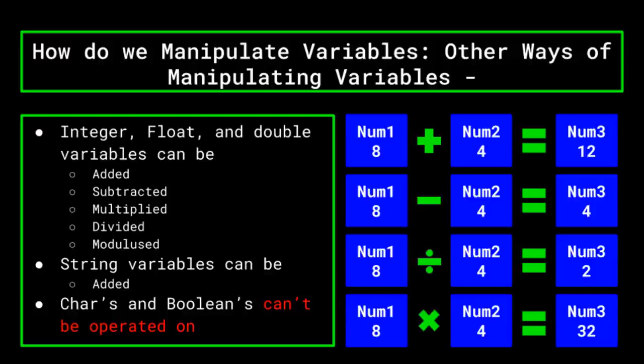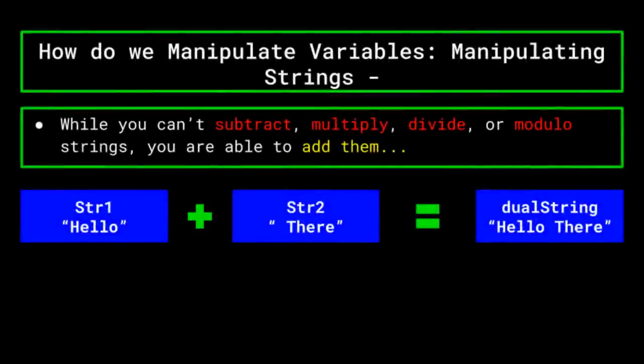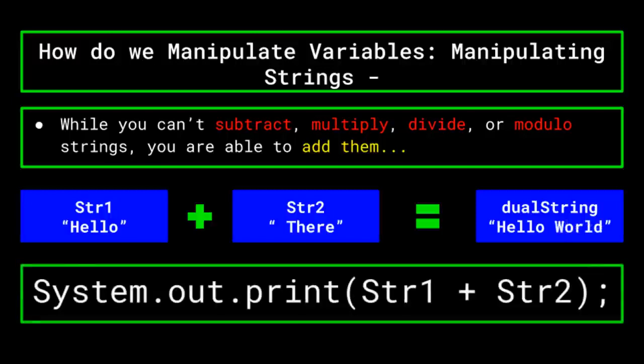Also, while you cannot subtract, multiply, divide, or take the modulus of strings, you are able to add them, like we said previously. Let's say you had a string str1 with the contents hello, and a string str2 with the contents there. You could add str1 and str2 to create a string that had the contents hello there, either storing it in a third variable or printing it out to the console.